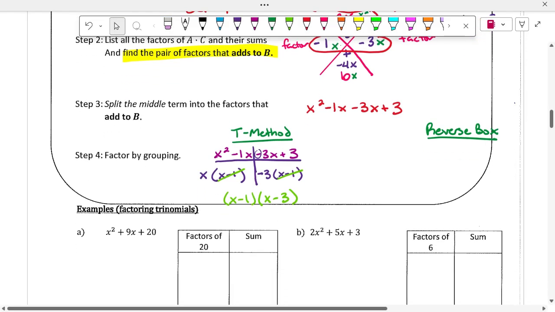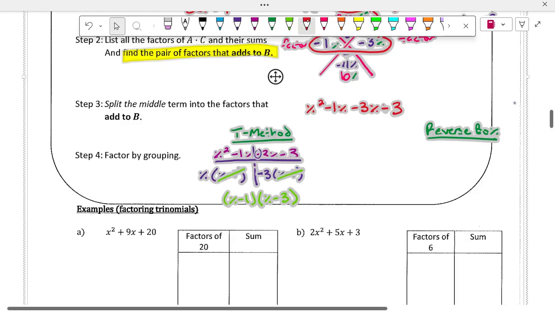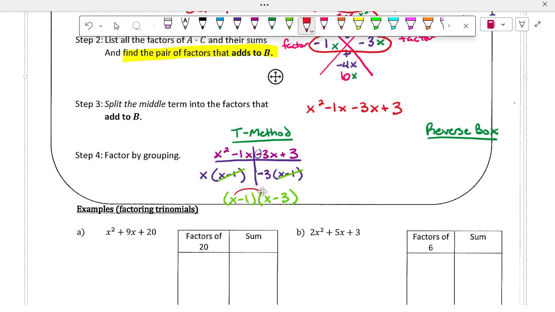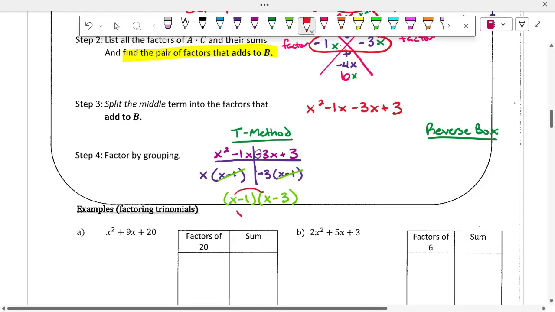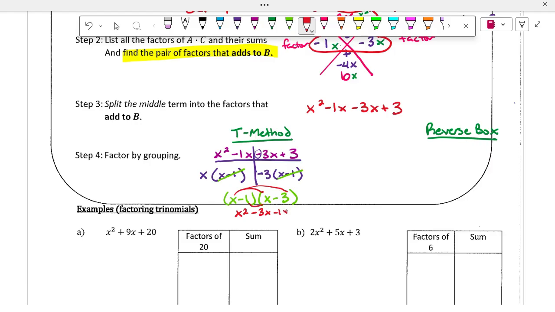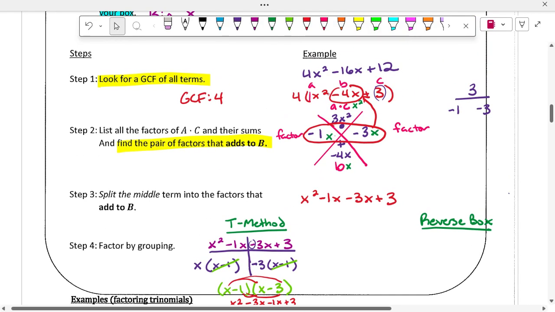Now, here's how you can check yourself to see if you're right. Just do a quick FOIL or box method back. So if I do first, that's x squared. Outer, that's -3x. Inner, that's -1x. And then last, that's +3. Combine like terms, I get x squared minus 4x plus 3. That's exactly what I had when I started up here in the parentheses.